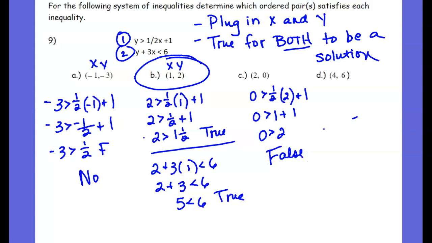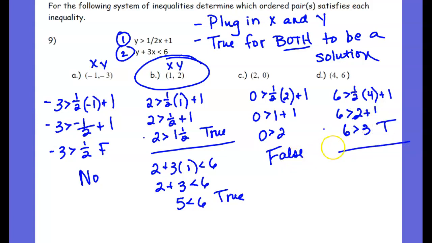And then D, let's try that one. 6 is greater than 1/2 times 4 plus 1. 6 is greater than 2 plus 1. 6 is greater than 3. So that's true. So let's move on to the second equation. Our y is 6, plus 3 times our x, which is 4. Is that less than 6? 6 plus 12 is less than 6. No, that one is going to be false. So it's not going to be this one. So it's just going to be B for that one.